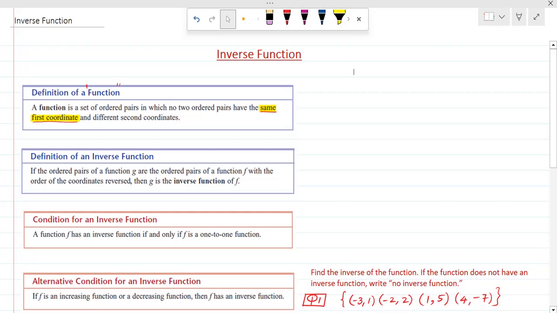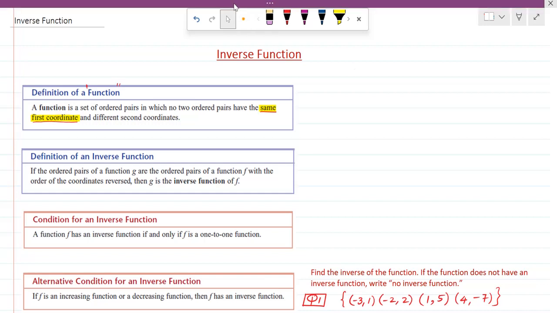In this video, we are going to discuss the inverse function. Before going to the inverse function, we have to know what a function is. This is the definition of a function. A function is a set of ordered pairs in which no two ordered pairs have the same first coordinate. That means the x value should not be the same.